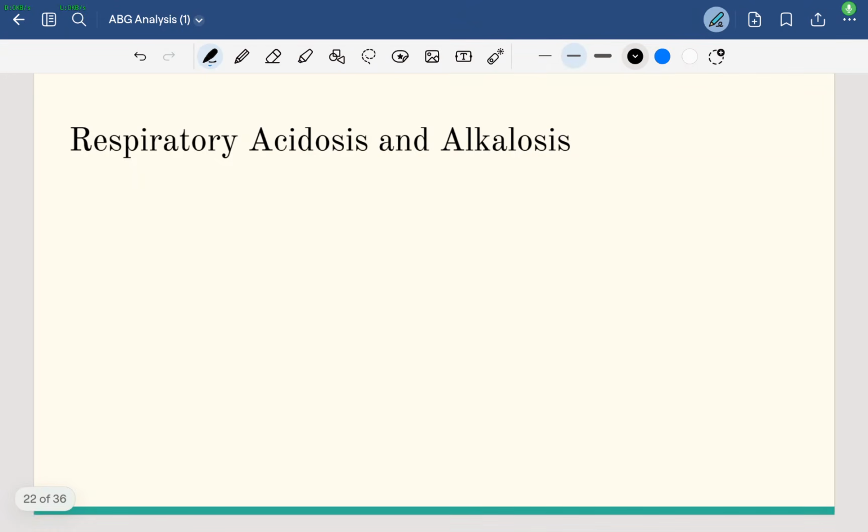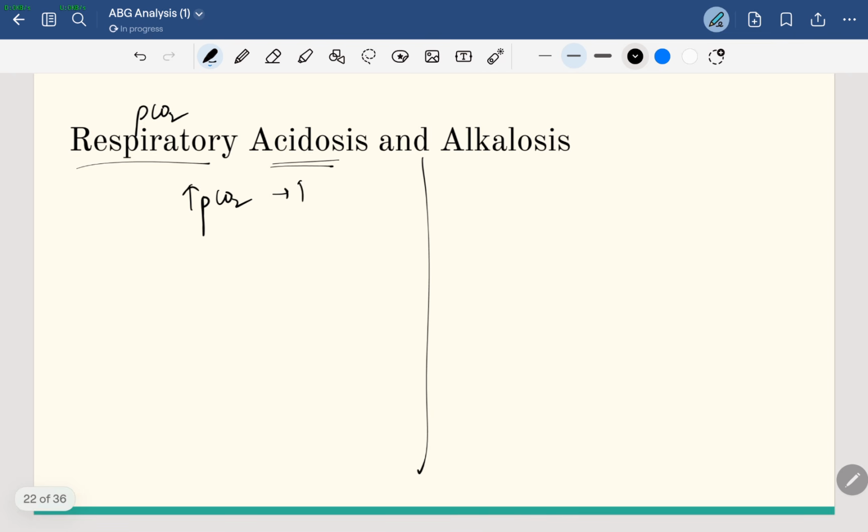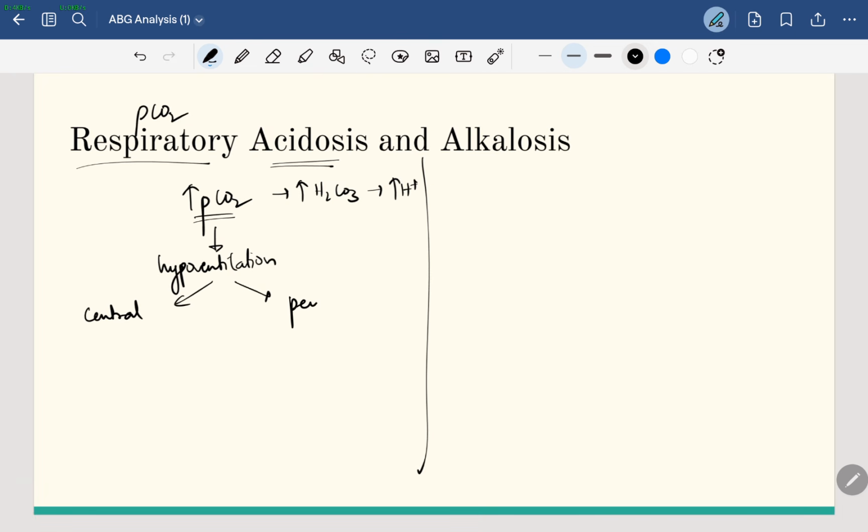Now we come to the topic of respiratory acidosis and alkalosis, which is more straightforward compared to the metabolic disorders. Here, respiratory refers to a PCO2 variation, and acidosis and alkalosis are pH definitions. In respiratory acidosis, we actually see an increased PCO2, which leads to increased carbonic acid production and increased H+, and the converse in alkalosis. So, rise in PCO2 is essentially because of hypoventilation, because the lungs aren't eliminating it. This can further be classified as central and peripheral.